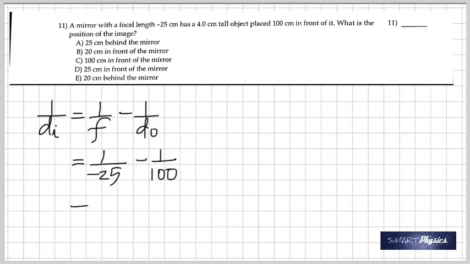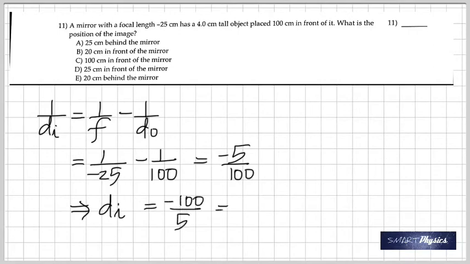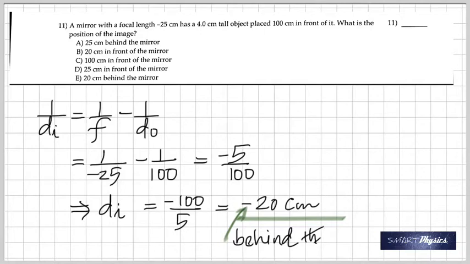And DO is 100 centimeters. So just do the calculations carefully. You get negative 5 by 100 there. So when you take the reciprocal, or when you invert it, you get minus 100 by 5, which is minus 20 centimeters, which means the image is virtual. And of course, a convex mirror can only produce a virtual image.